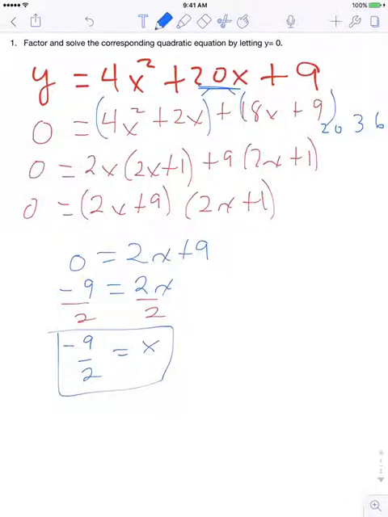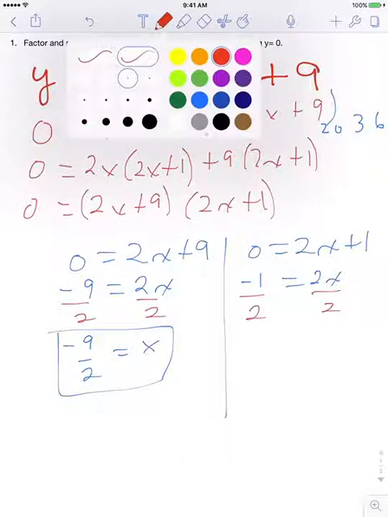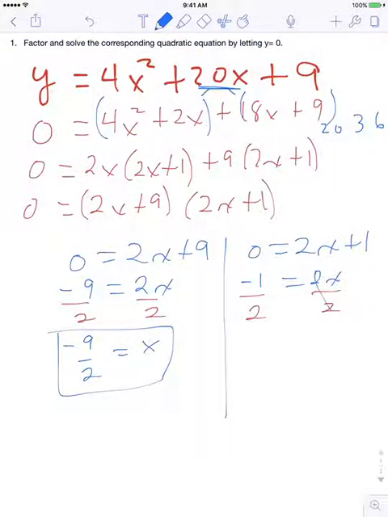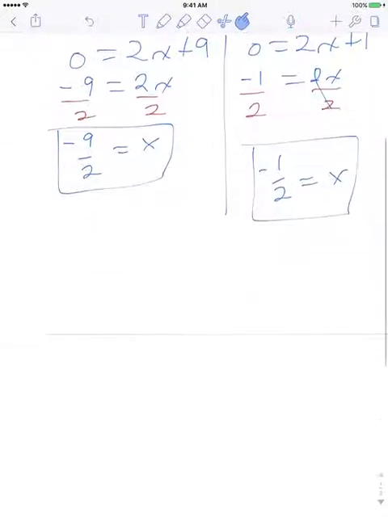Our second bracket we have is 0 is equal to 2x plus 1. Again, let's move the 1 over because we want to solve for x. So that becomes negative 1. That's 2x. In order to solve for x, we're going to divide both sides by 2. So therefore, 2 divided by 2, those cross out, just leaving us with x, and therefore negative 1/2. In this case, we find our x-intercepts, where x equals negative 1/2 and x equals negative 9 over 2. Okay, so now we're going to do another question.